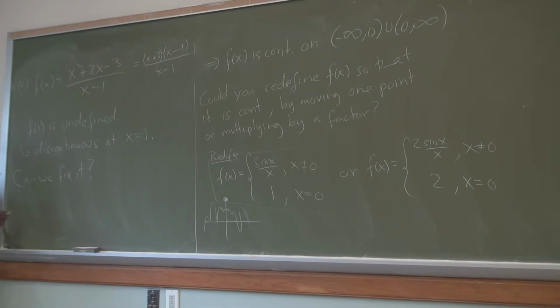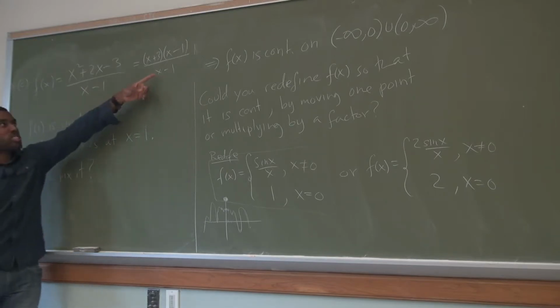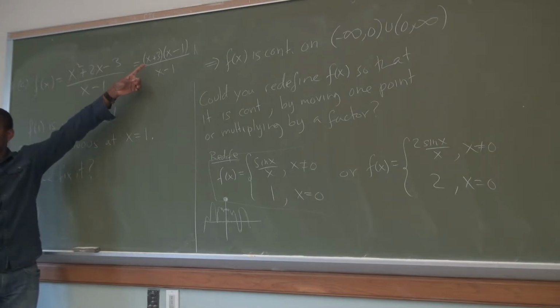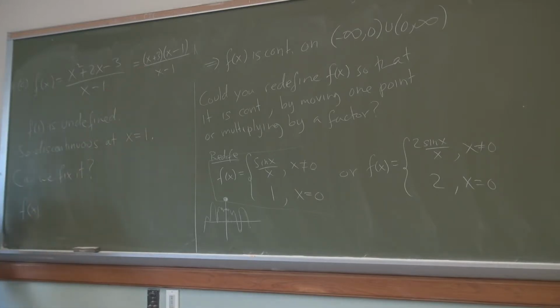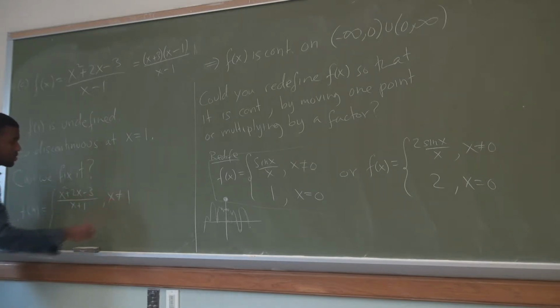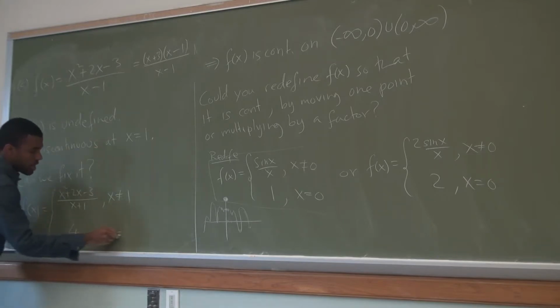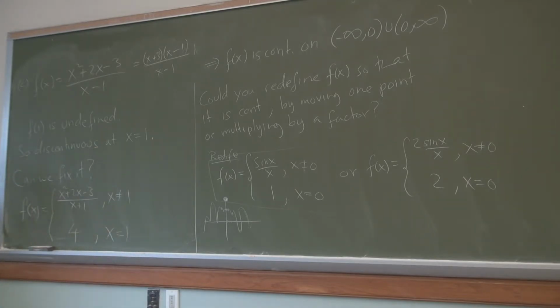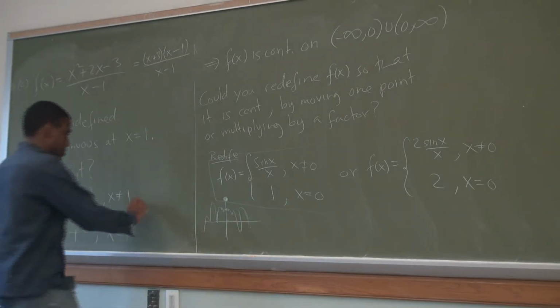If 1 equals 4, right? Notice here, 1 was the problem, so approaching 1 is the problem. So what you want to do is figure out, when you simplify it, what value it would be if you plugged in 1 at that point. It turns out that if you define it to be x squared plus 2x minus 3 over x plus 1 if you're not at the problem point, and actually define it to be 4 when you're at the problem point, then it's actually fixed, right? So it was removable.